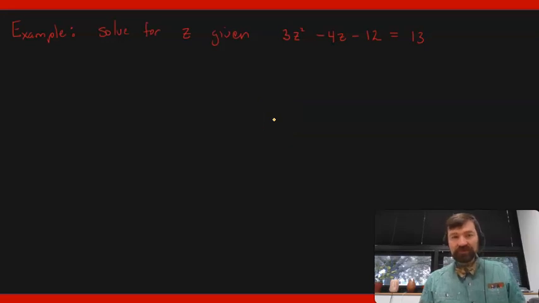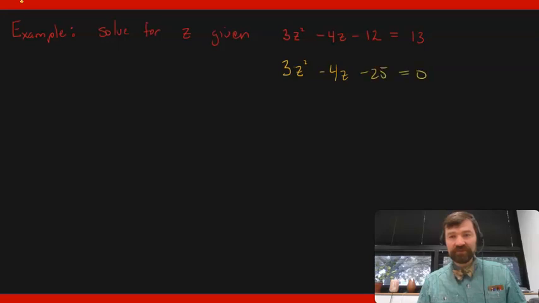Okay, let's do another one. We want to solve for z given 3z squared minus 4z minus 12 is 13. So the first thing we have to do is get it into the form of the basic quadratic equation if we're going to use the quadratic formula. So this is 3z squared minus 4z minus 25 equals 0. So I'm basically just subtracting 13 from both sides of the equation. Now again, this term right here would be a, this term would be b, and this term would be c.